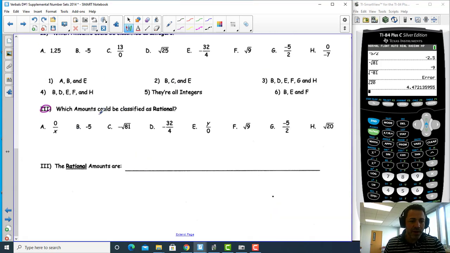So in Roman numeral 3, we're asked to determine which amounts could be classified as rational, and we have to recall that rational means fractional, and that's not really a way to define a rational number. It's just a quick cheat to remind us what we're looking for, because we should know that rational numbers are any numbers that are represented as terminating decimals or repeating decimals.